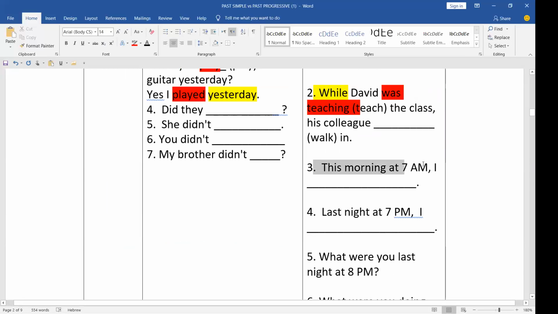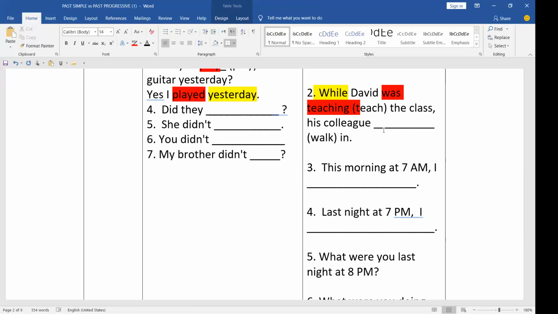Okay, so this morning at 7 a.m., I what? At 7 a.m. אני באמצע, wait, בואו לא סיימנו כאן. While David was teaching the class, his colleague walked in. לא. זה לא קורה, אני מלמד. בזמן שאני מלמד, העמית שלי נכנס.